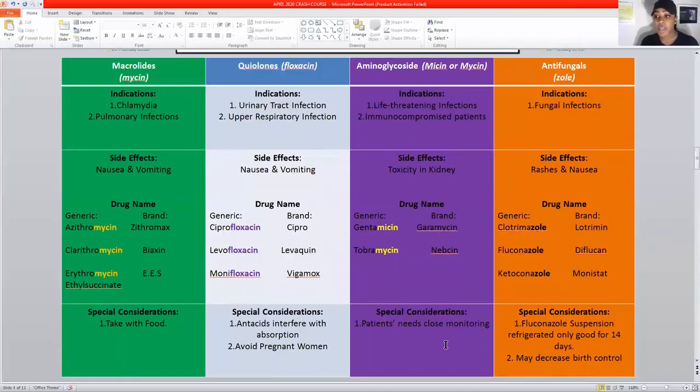Special consideration here is that the patient needs close monitoring. You would think that if they're on a medication that is used to treat a life-threatening infection, they would need some close monitoring, because that means this drug is pretty strong. Okay, let's move on to antifungals.